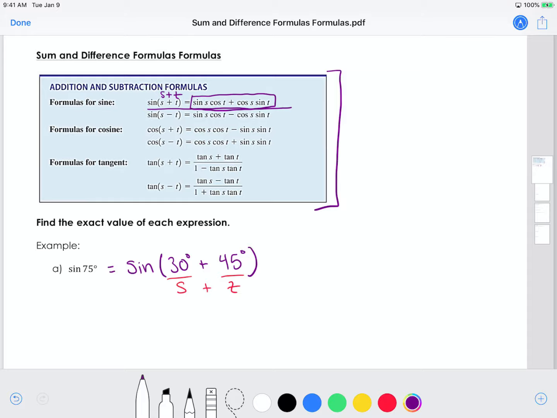So using our formula up here, the very first line, this is the sine of S plus T. I'm thinking of 30 degrees as S, 45 degrees as T, and I'm going to rewrite it as sine S cosine T plus cosine S sine T. So I have sine S cosine T plus cosine S sine T. And we said S is 30 degrees and T is 45 degrees.